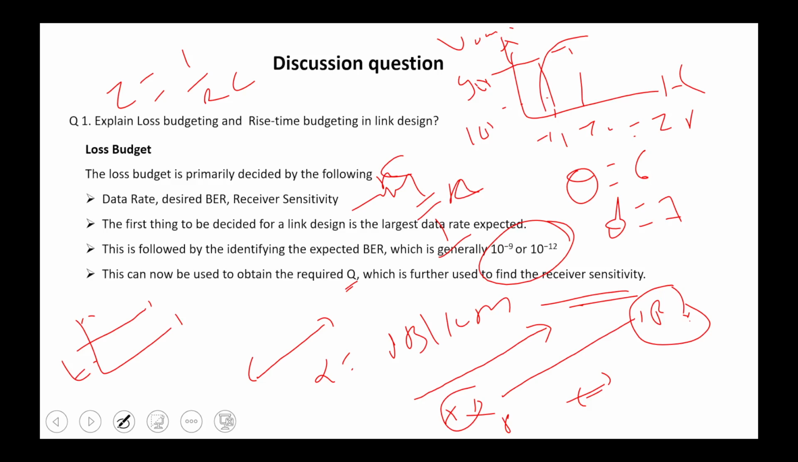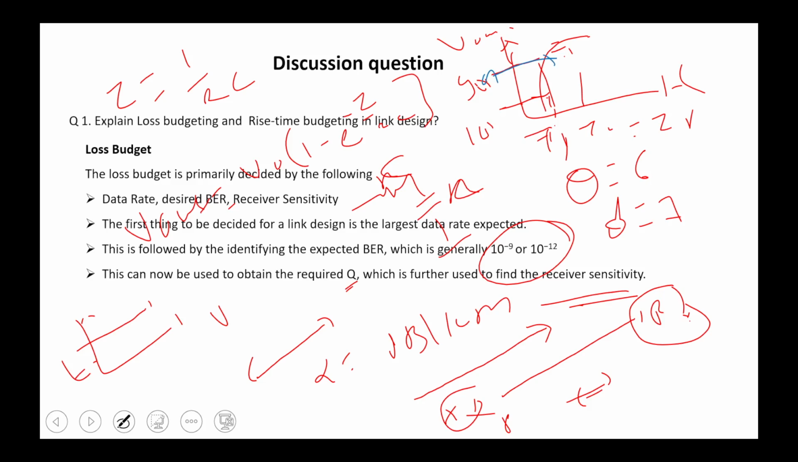So the output voltage of the linear system can be written as V out equal to V naught times (1 minus e to the power minus t by RC), which exponentially saturates. If T1 is the time taken for the signal to grow to 10%, this is T1 where 10% has grown. T2 is the time where it will be saturated, reaching 90%.